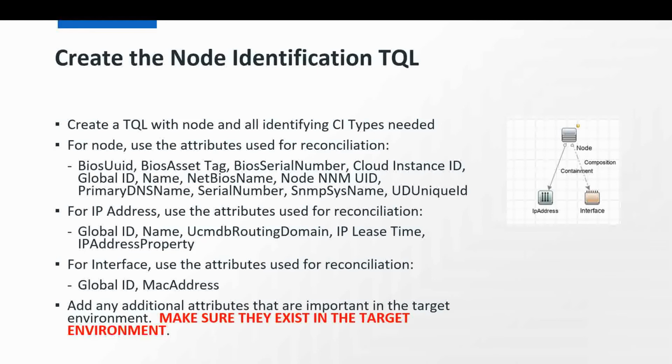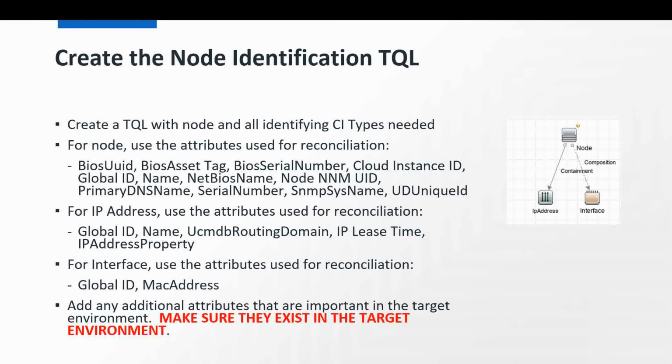One note of warning here is that the node CI contains many sub CIs. There's a bunch of CIs underneath node in the tree that do not use the same reconciliation information. You will want to exclude those from this query and build a separate node identification query for those things. For example, cluster resource group, those do not use the same reconciliation rule that node uses. So you would want to exclude anything under node that does not use the node identification rule.